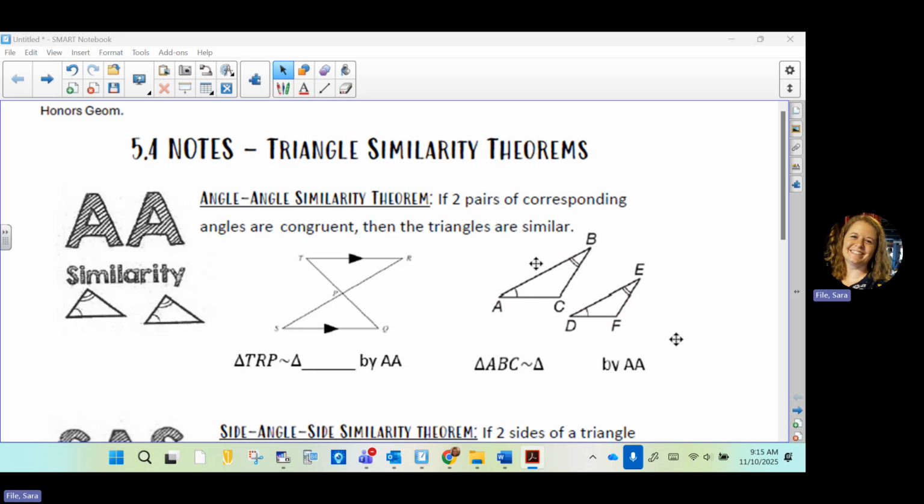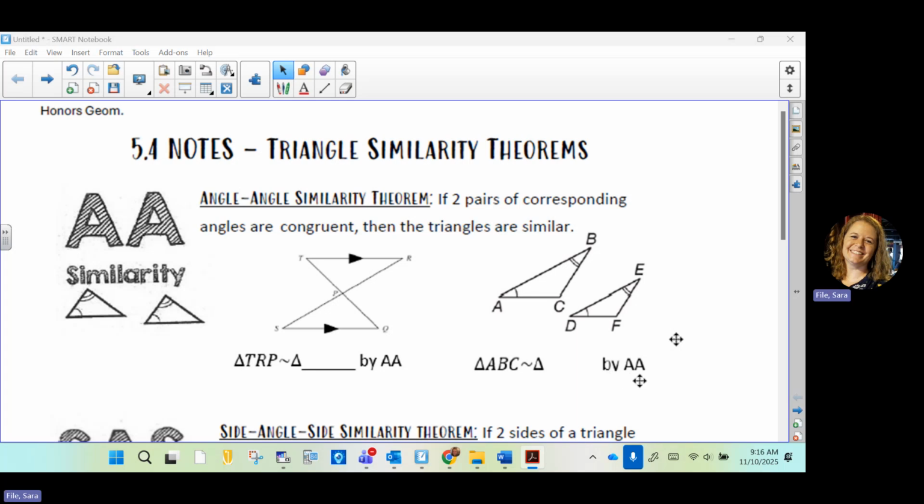When you go to write what's called a similarity statement, you are naming the triangles and writing them in corresponding order. When you name the first one, you get to name it in whatever order you want. I tend to do alphabetical. So if I name this ABC, and then I use this symbol, remember the tilde is the symbol for similar, this would read triangle ABC is similar to triangle blank by AA.